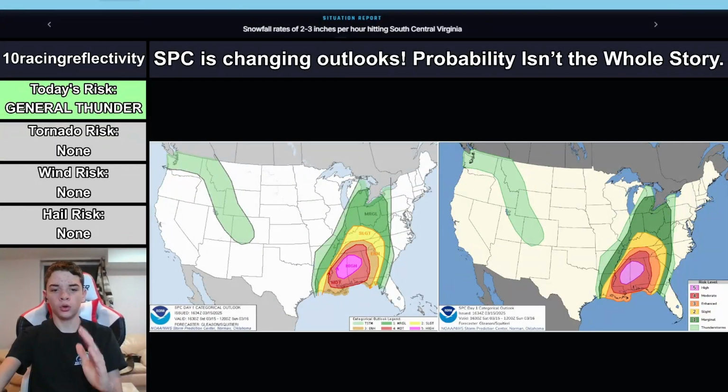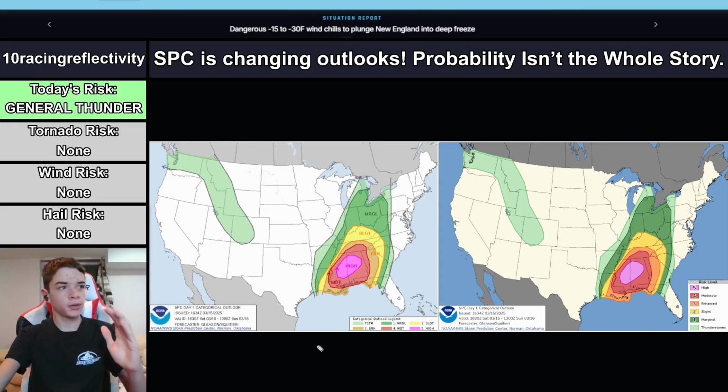Here I've put the old and the new SPC Day 1 outlooks. These are specifically from March 15th of last year. Now I'm going to walk you through the main differences that I can immediately notice. The first thing I notice is the markings of the risks is not visible in the new one here. I think that really cleans it up.